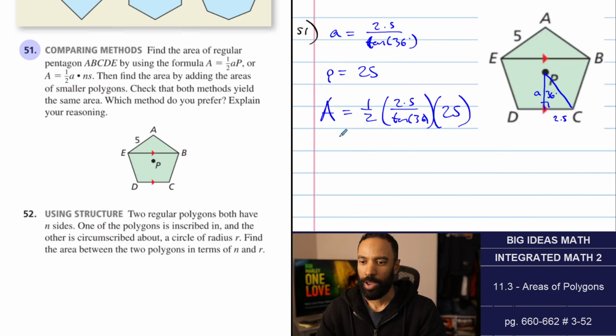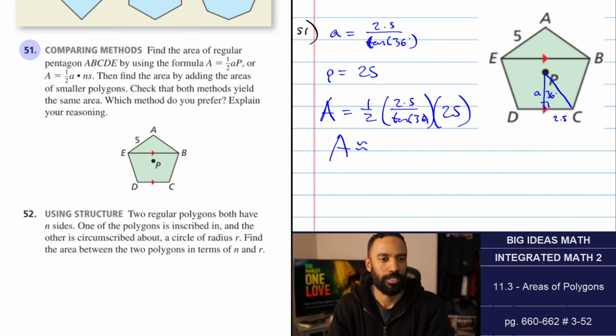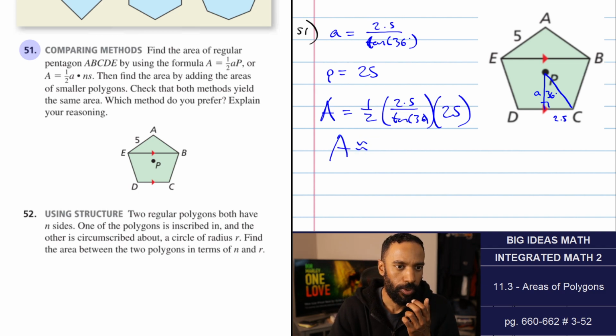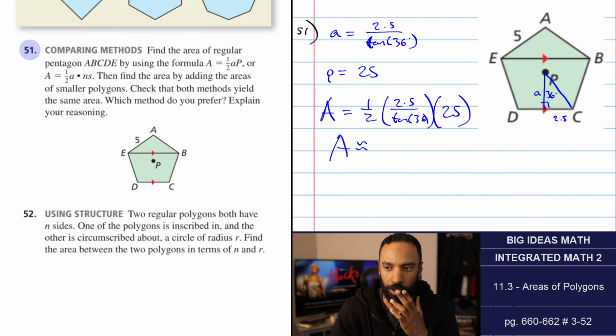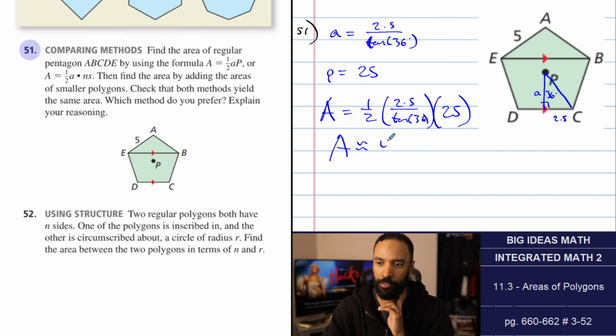Sorry for the sloppy handwriting there. So that's about, let's just round that one. So 0.5 times 2.5 times 25 all over a tangent of 36. Just kind of writing it out of order. It should still be the same thing. 43.01. So around 43.0 square units. Okay, so there's an answer.